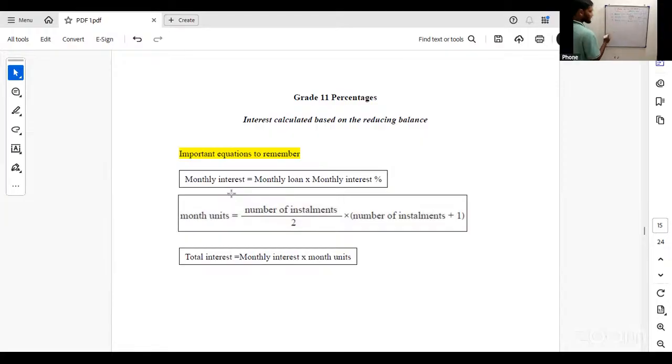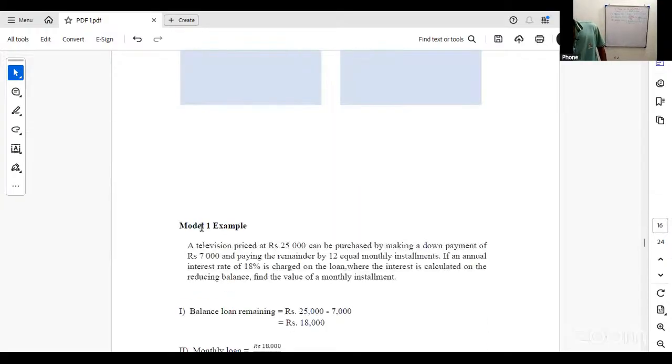So what's the monthly loan here? We found monthly loan, right? 1,500. Now, what is the monthly interest percentage? They have not given us the monthly interest percentage, but they have given us the annual interest rate of 18%. Now, this 18% is for 1 year, but we need this for 1 month. The monthly interest percentage we need, not the yearly one.